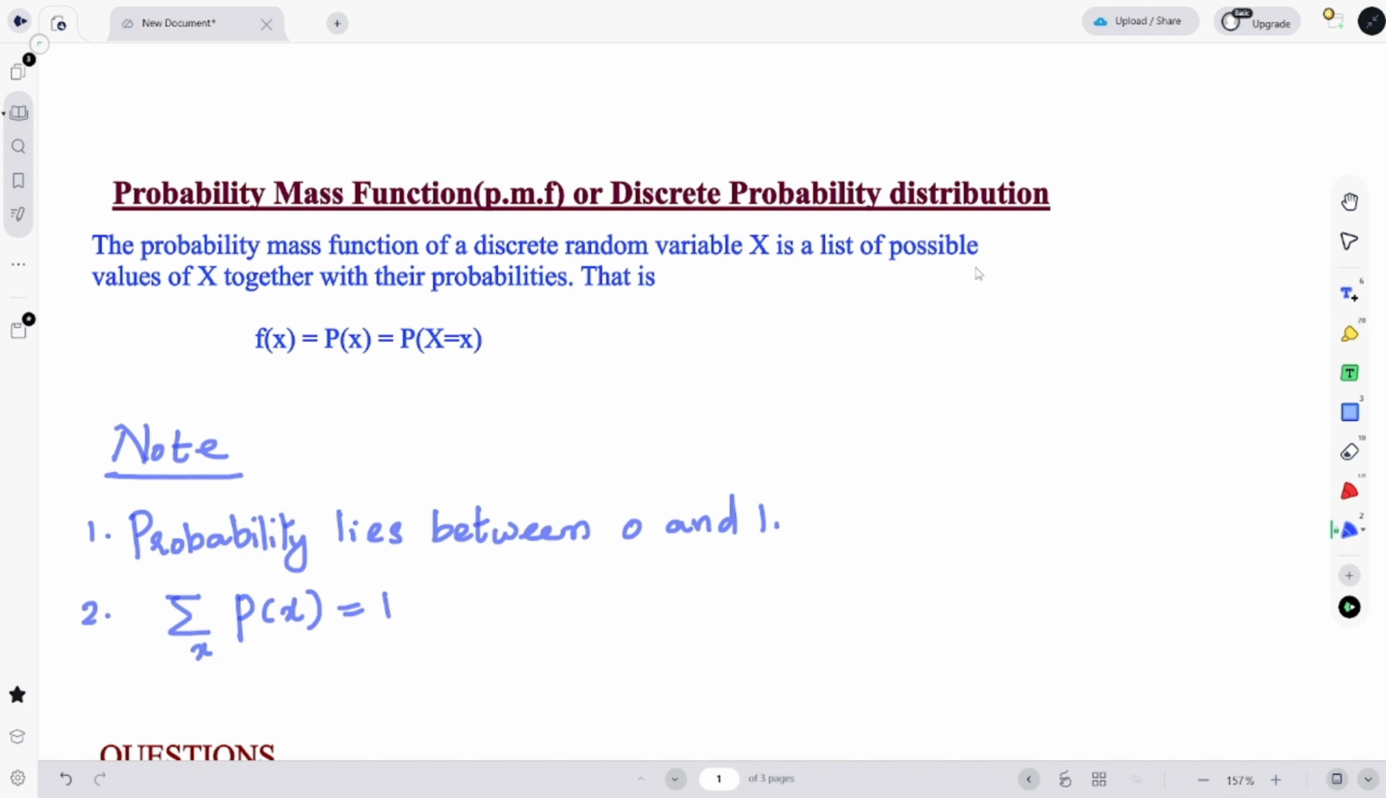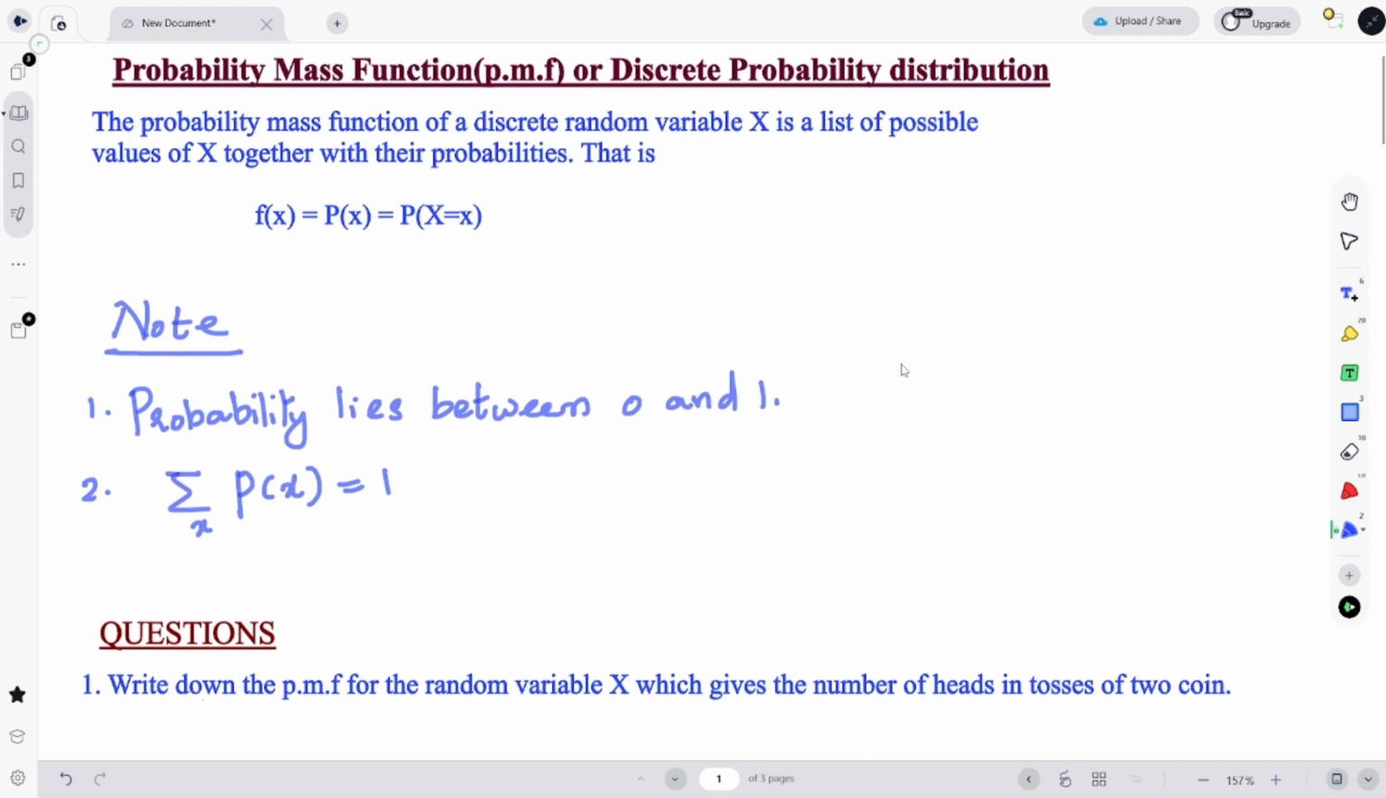And there are two conditions for probability mass function. First one is probability always lies between 0 and 1, and the total probability always equals 1. It is sigma over x of p(x) equal to 1.